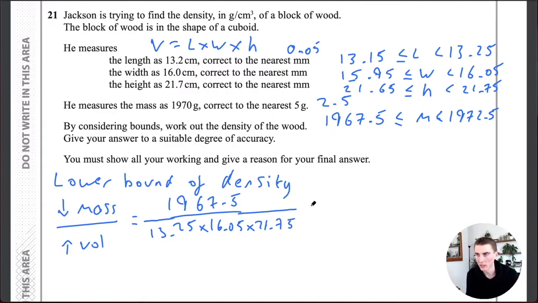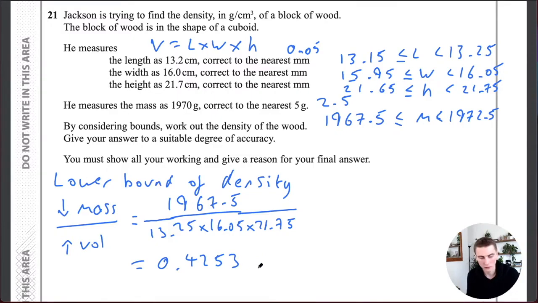So I put all this in the calculator. And just bear with me a minute. This will take a moment. Times 16.05 times 21.75. And that altogether gives us 0.42. It's really important that you write out all the digits here.